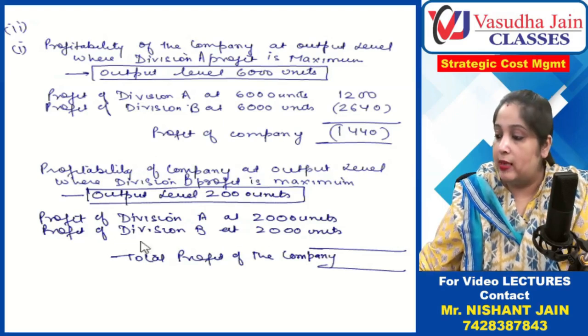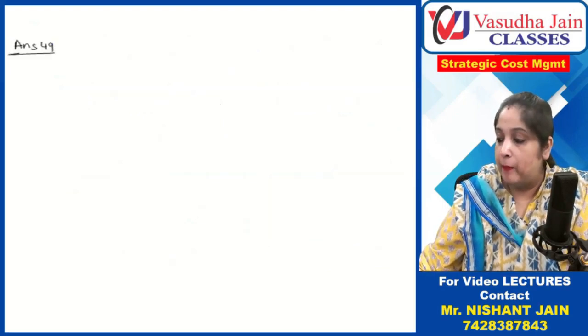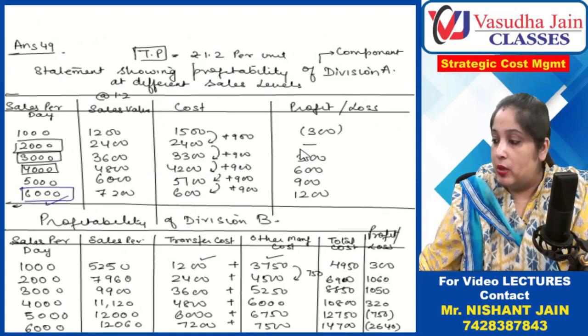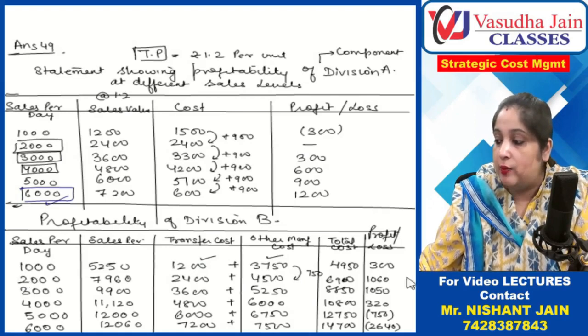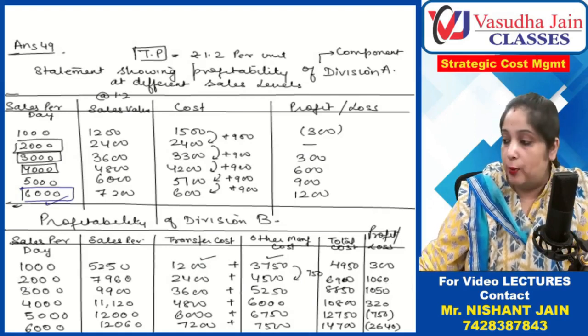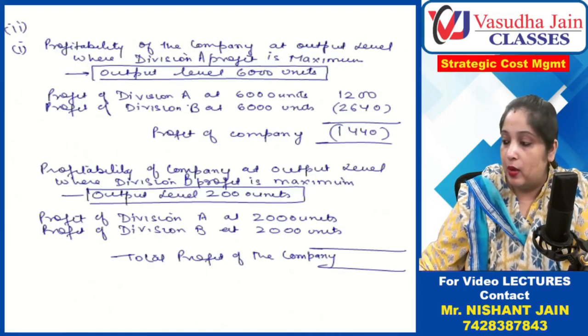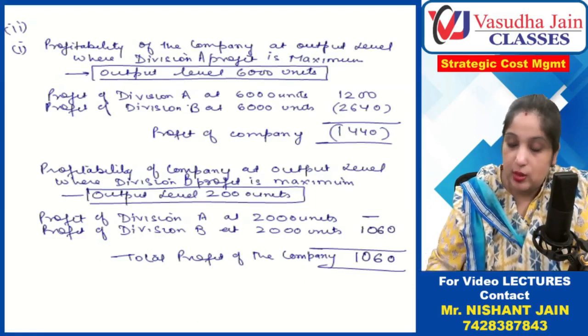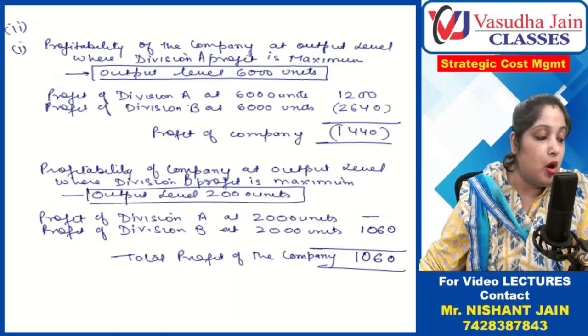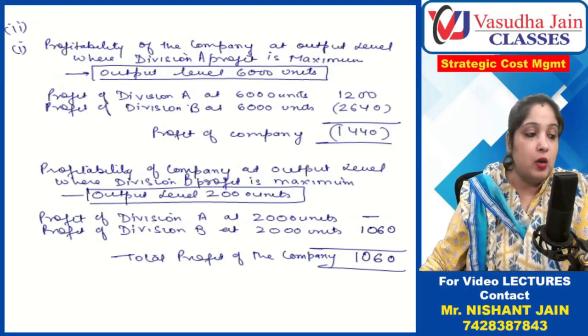So how much is the profit? Let us see. At 2,000 units, division A is not making any profit and division B is making 1060 profit, right? So nil here and 1060 profit. So 1060 is the profit. This is the solution to your second part of the question.